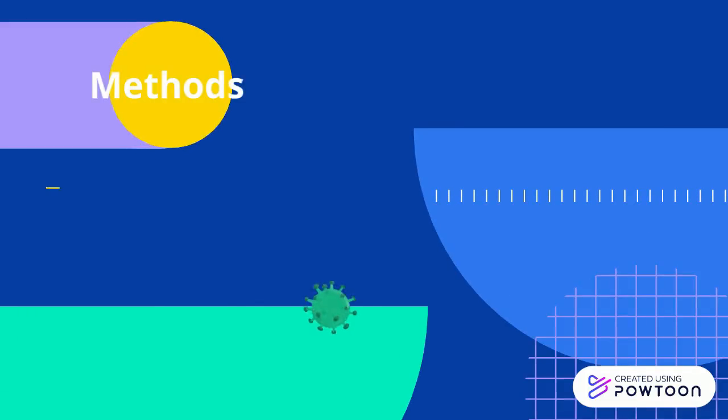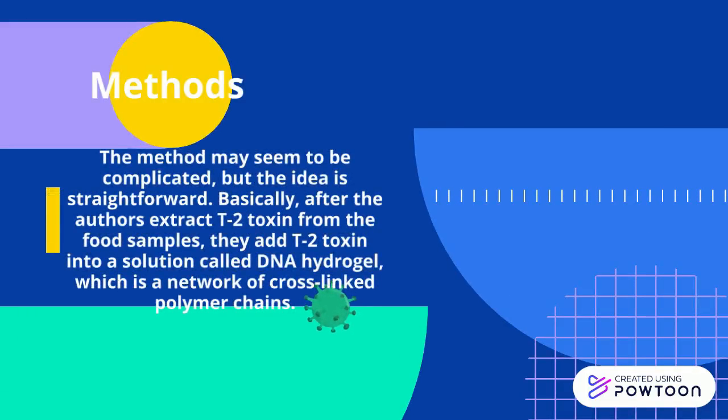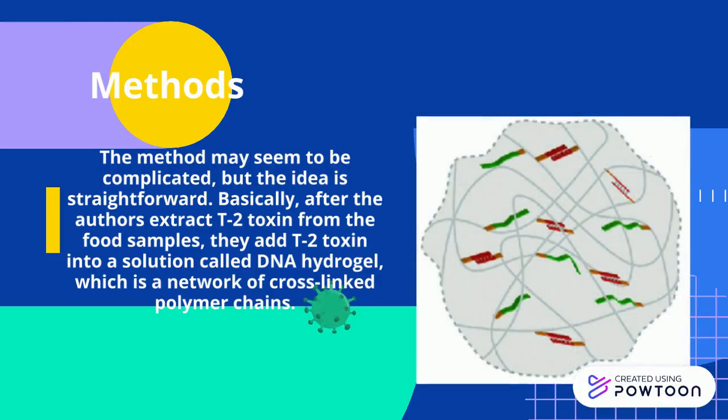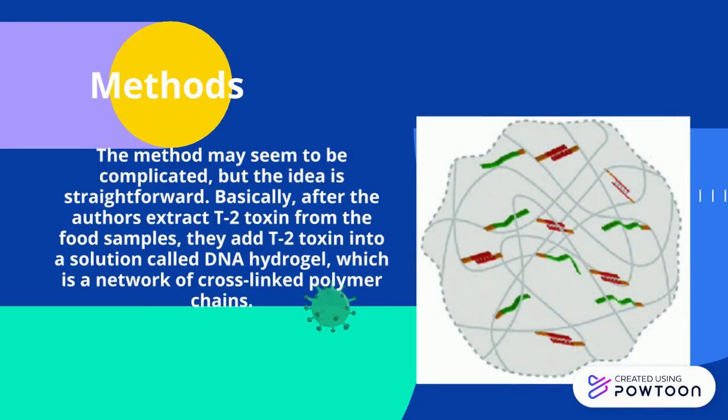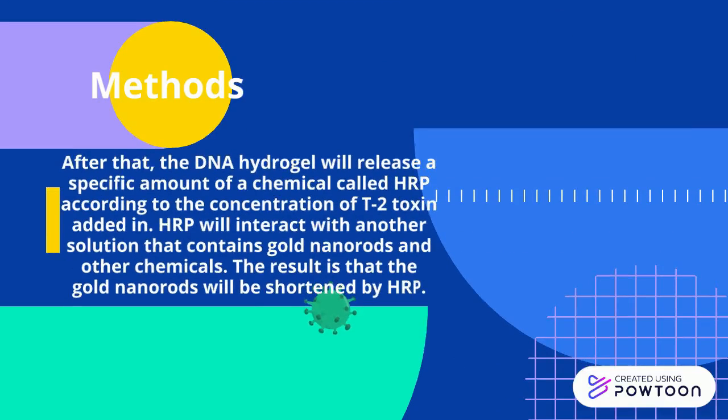The method may seem to be complicated, but the idea is straightforward. Basically, after the authors extract T2 toxin from the food samples, they add T2 toxin into a solution called DNA hydrogel, which is a network of cross-linked polymer chains. If you are interested in what DNA hydrogel looks like, the picture on the right is the microstructure of it.